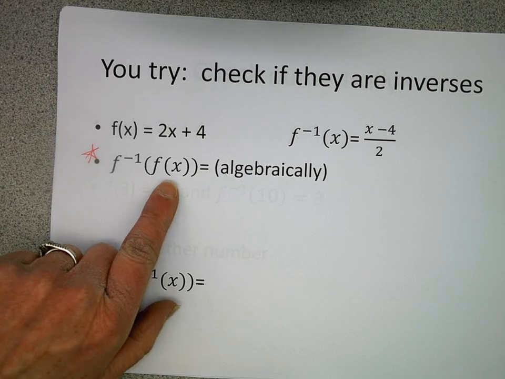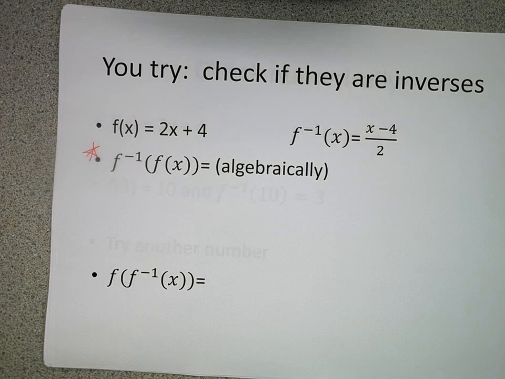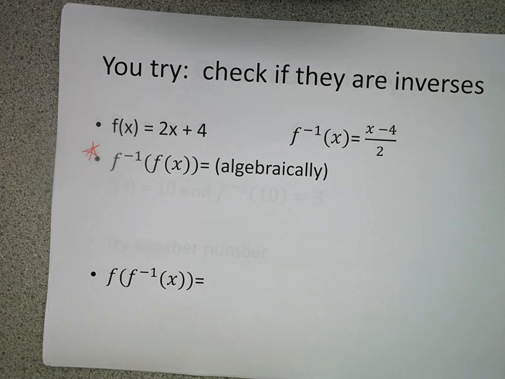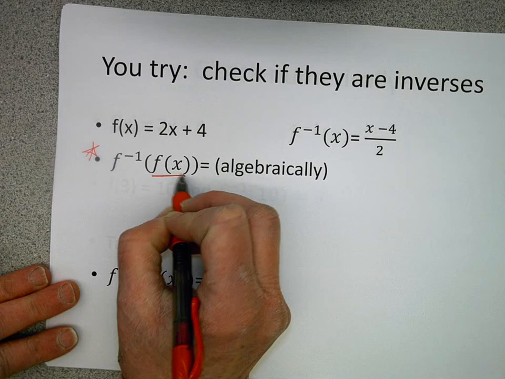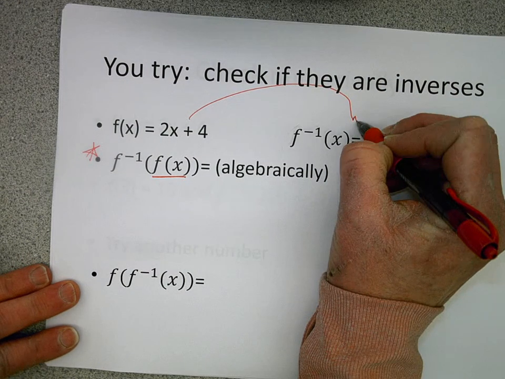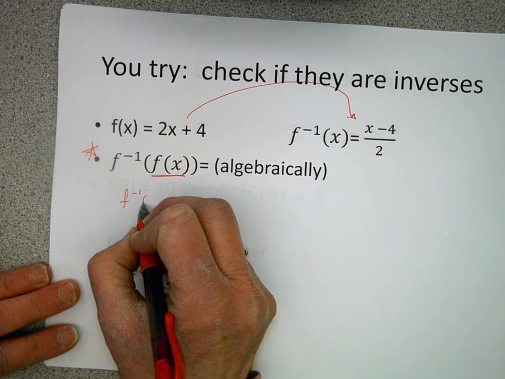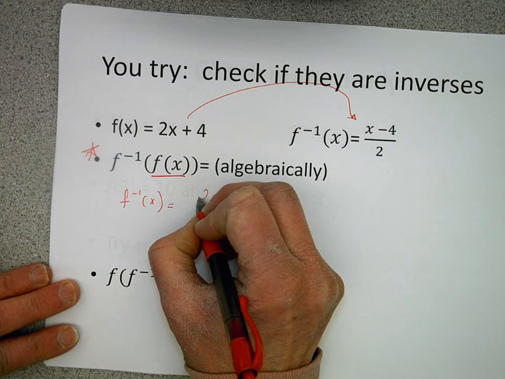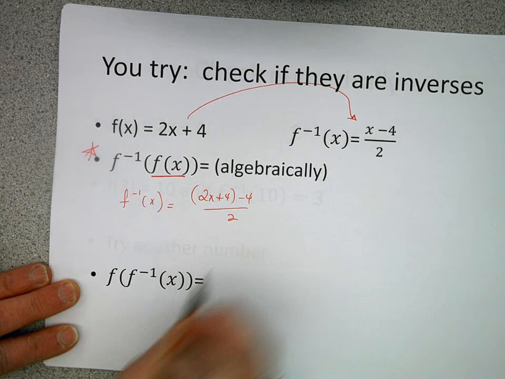So if you check algebraically, you're basically doing f of g and g of f. But we don't call this g of x anymore. We call it the inverse because we know it should be the inverse, and we're going to just plug it in. So we're going to start with the f of x equation, and we're going to plug that into our inverse. So our inverse is now going to be taking, instead of x, it's 2x plus 4 minus 4 divided by 2.